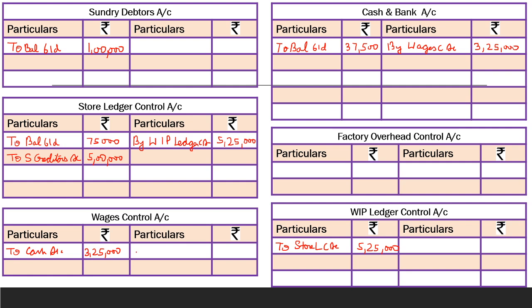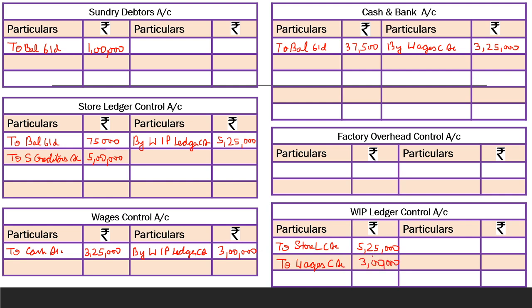The wages are charged from the production department, because these are the direct wages paid to those workers that are directly related with production. So on the credit side of wages control account we write by WIP ledger control account, and we charge wages amounting to 3 lakh rupees from the production department, and on WIP ledger control account on the debit side we write to wages control account 3 lakh rupees.